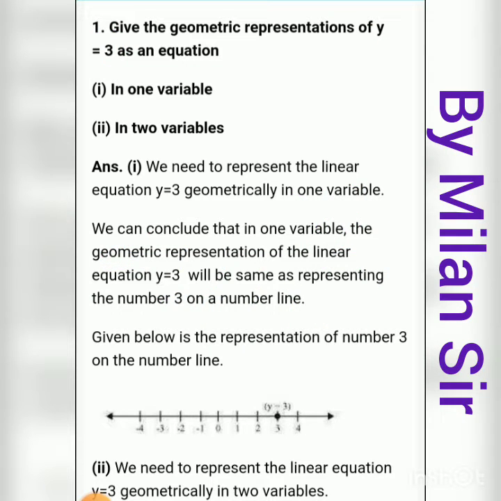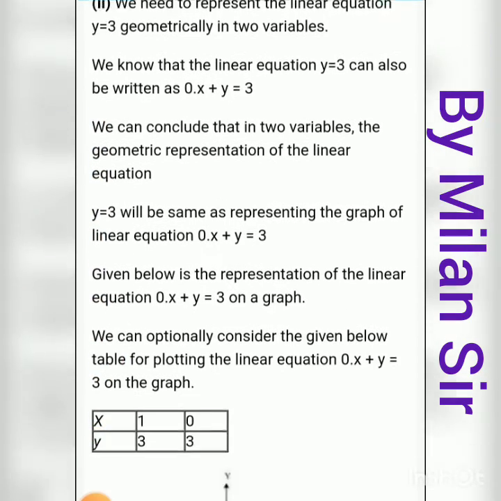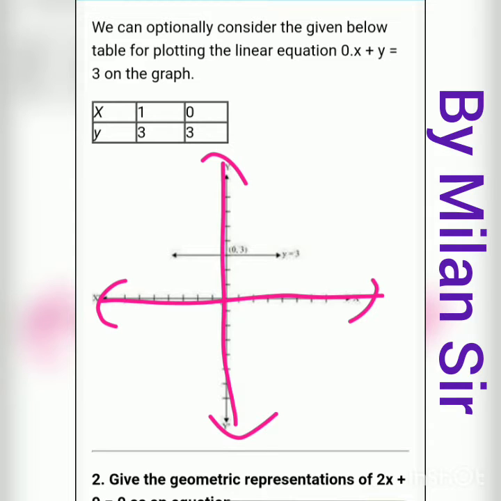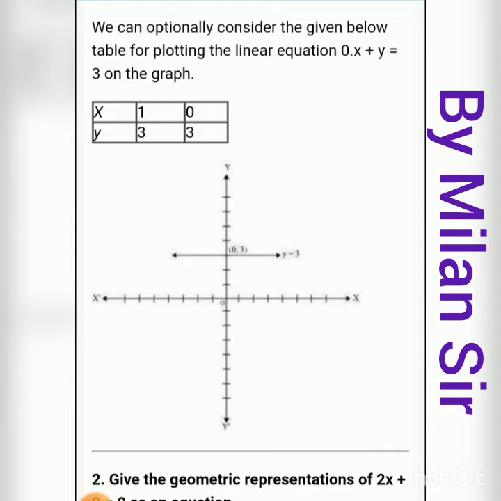Now, the same question but internal question number 2, in two variables: y = 3. If we want to represent y = 3 in two variables, that means we need to draw two axes, the x axis and the y axis. So first of all, draw the x axis and y axis. Now we need to represent y = 3.